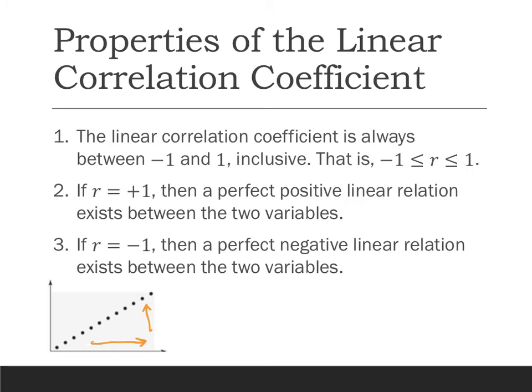Now, for the third property, if r is -1, then a perfect negative linear relation exists between the two variables. And that would look like this. And that negative relationship means that as x increases, then our y value actually decreases.